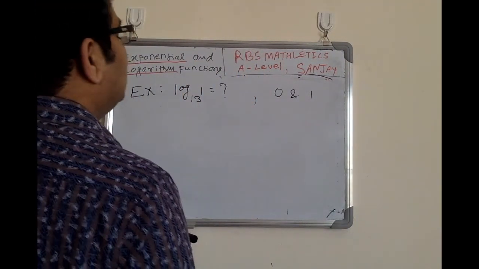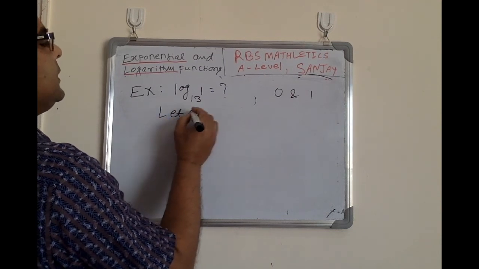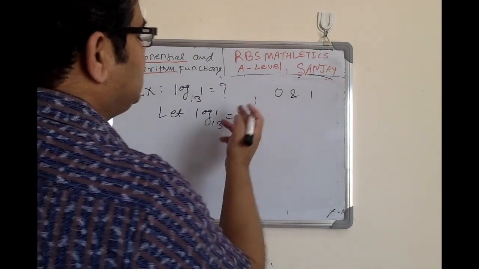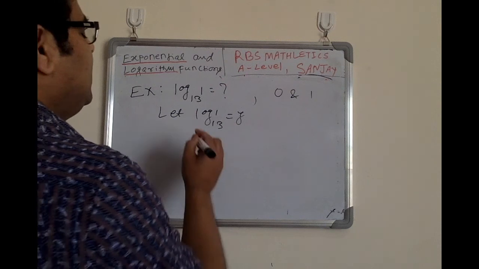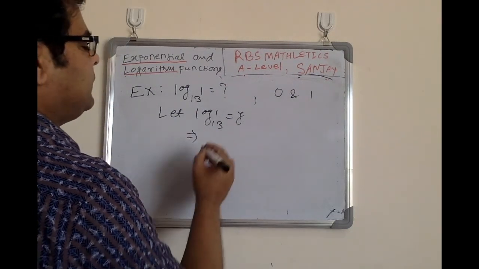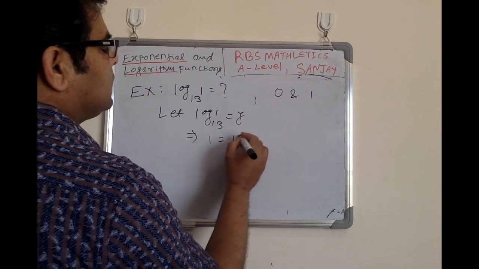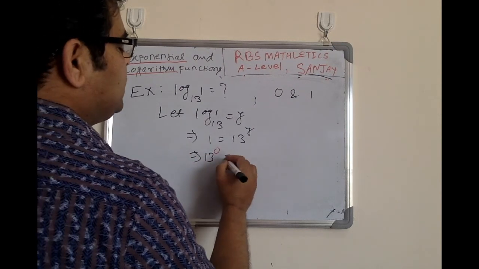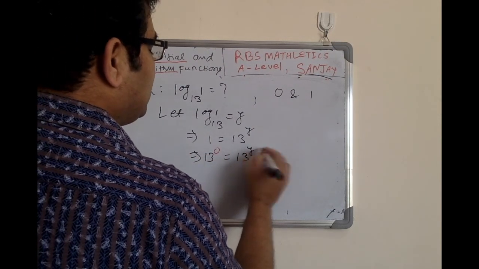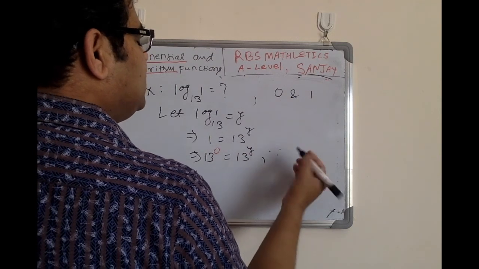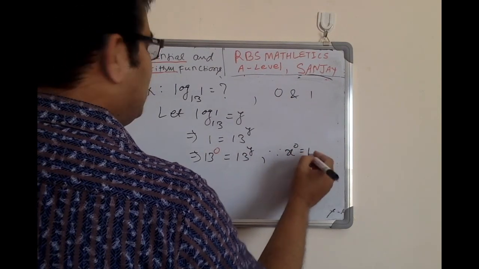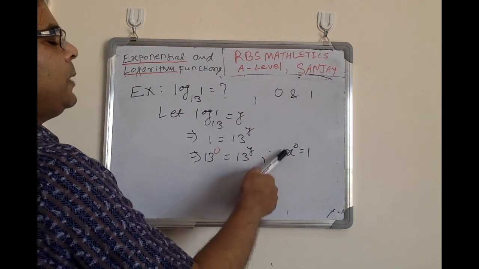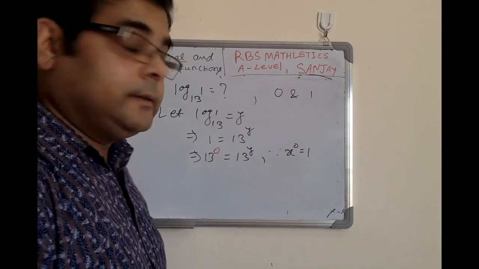So in this case, I will adopt the same process. I will say let log of 1 to the base 13 equal y. If you like, you can say a, b, c, d, x, y, z. After that, if you convert that to the exponential form, it's going to be 1 equals 13 to the power y. And here in place of 1, I write 13 to the power 0 equals 13 to the power y, since any number to the power 0 is 1. Conversely, for 1 you can write x to the power 0, or for x to the power 0 you can write 1 as you need.